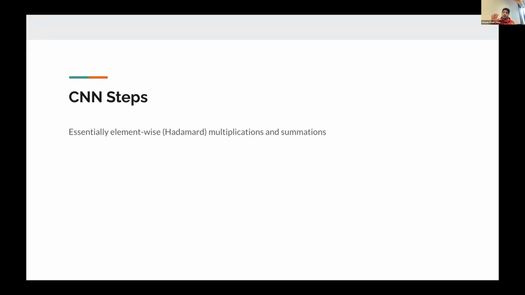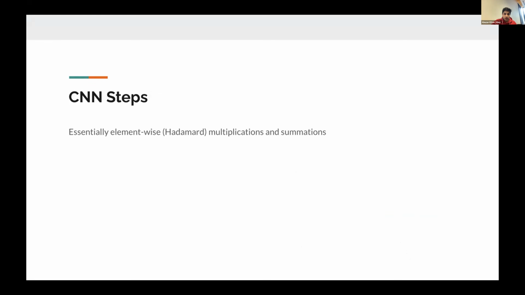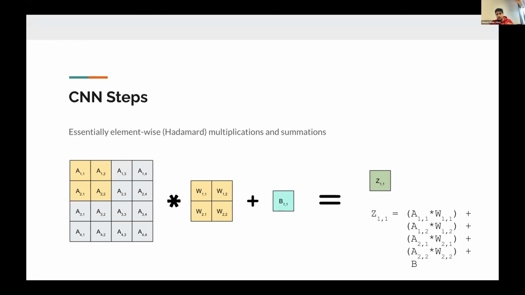But essentially, we place this kernel matrix over the input at every point that it can possibly be on. We do an element-wise multiplication, and then we add the bias to it, and then we get one element of the output. So it kind of looks like this. You take this weight matrix, you place that on the input, you multiply them element-wise, and then you add the bias to it, right? So the bottom right of the slide here shows you what the computation looks like.